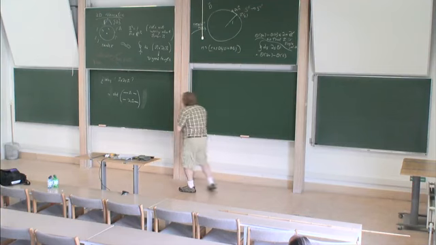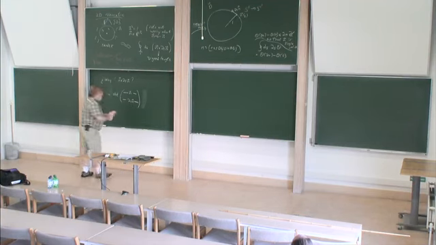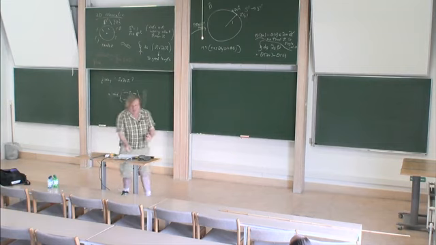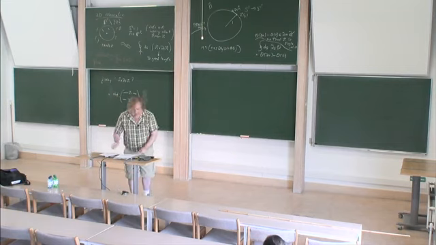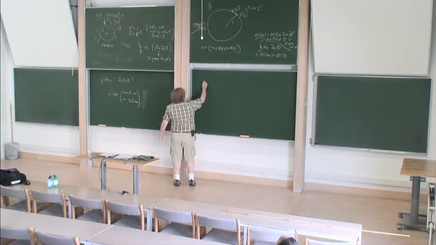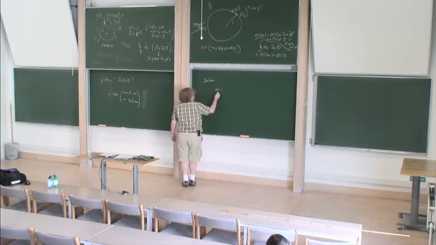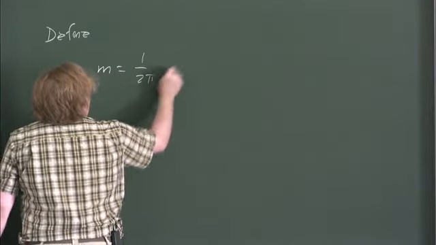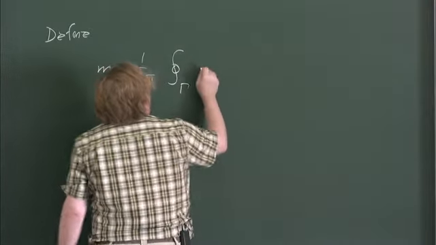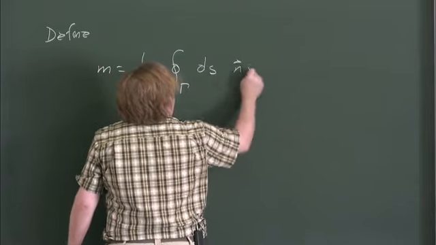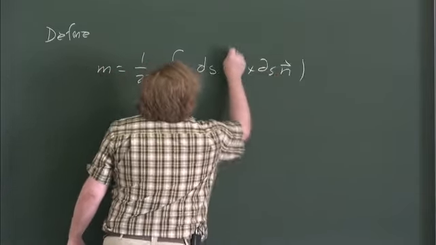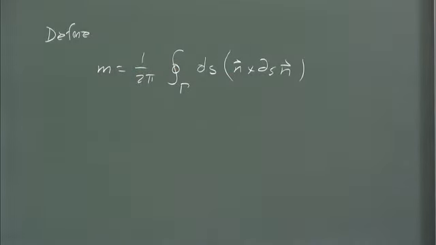Okay. So that's it. So we get all the information we need when we study this, and we can even now define a charge, m, which is 1 over 2 pi, this integral around the contour, ds n cross dsn. And you're going to say to me, why would I do this? Well, m has to be an integer.